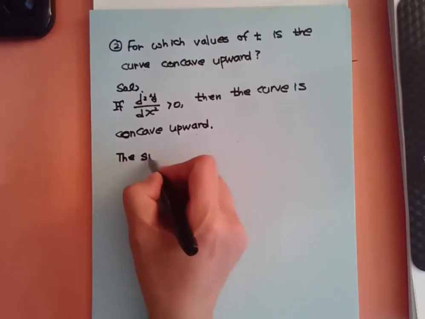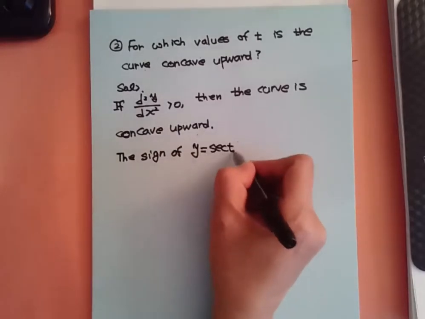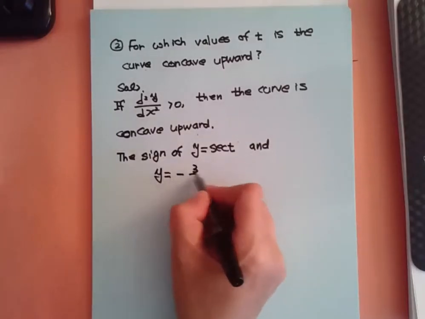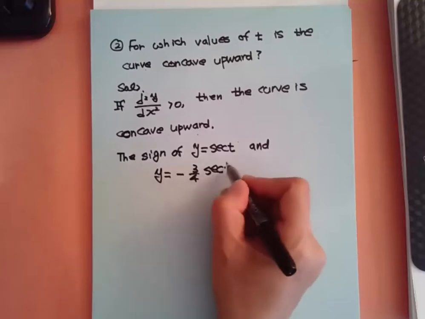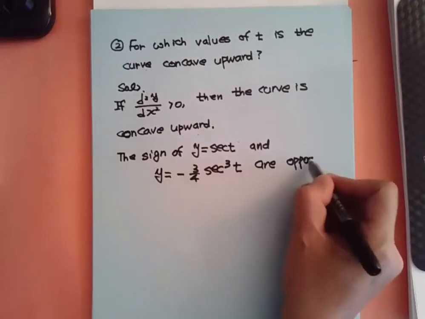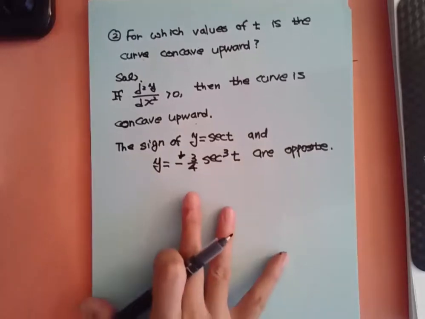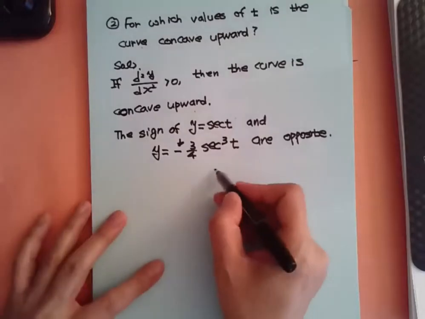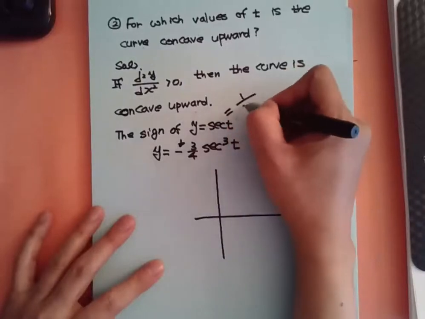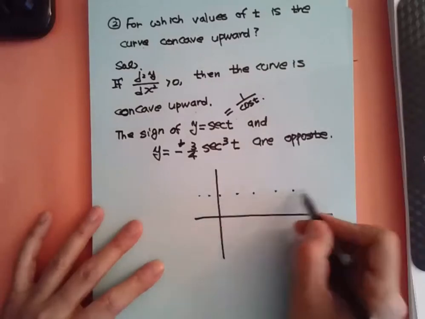So the sign of y equals secant of t and y equals minus 3/4 secant cubed of t are opposite because of this minus sign. So all we have to look at is the graph of secant. The graph of secant is 1 over cosine of t, which means that it is the reciprocal of the cosine function.